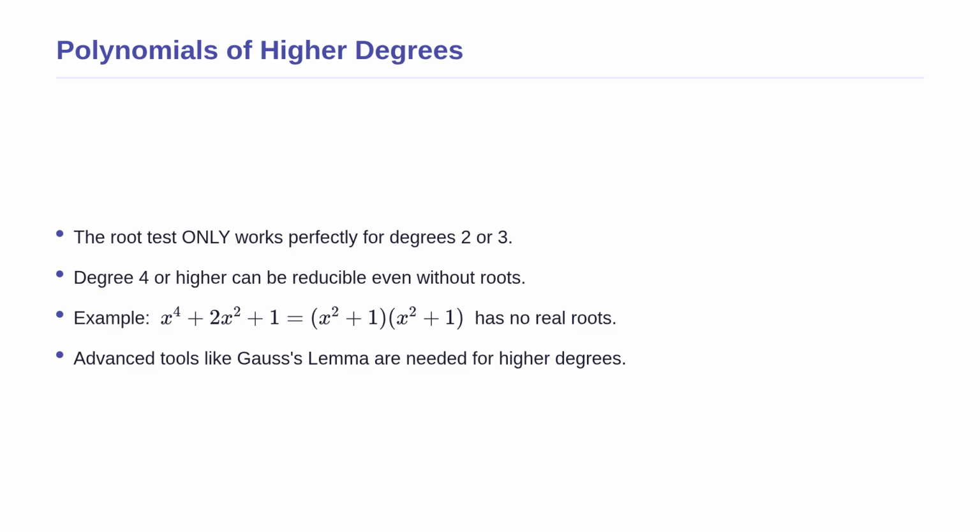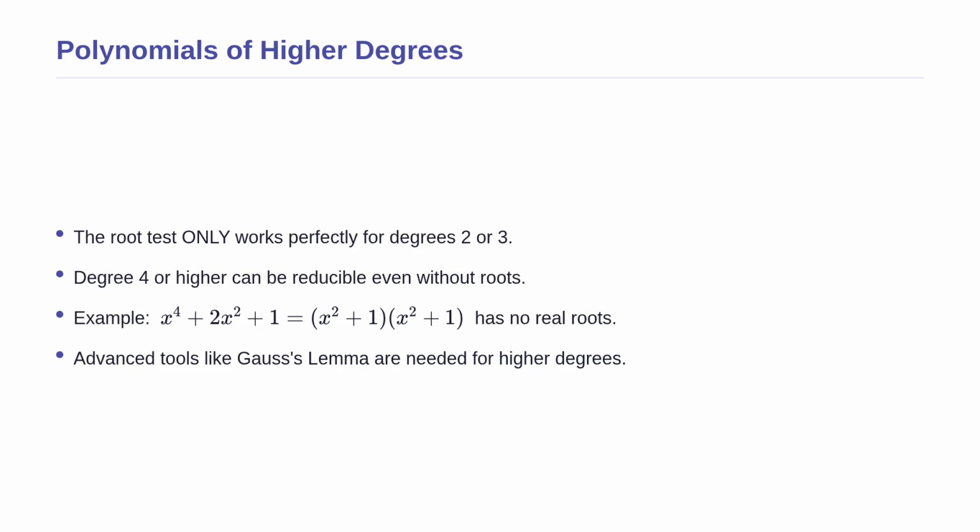This flowchart we just saw leads us to an important limitation. It is crucial to remember that the root test only works perfectly for polynomials of degree 2 or 3. If a polynomial has a degree of 4 or higher, it might be reducible even if it has absolutely no roots. For example, the polynomial x to the 4th plus 2x squared plus 1 has no real roots, but it easily factors into x squared plus 1 times x squared plus 1. Because it can be factored, it is reducible. For these higher degrees, mathematicians rely on advanced tools like Gauss's lemma, which bridges the gap between integer and rational polynomials.